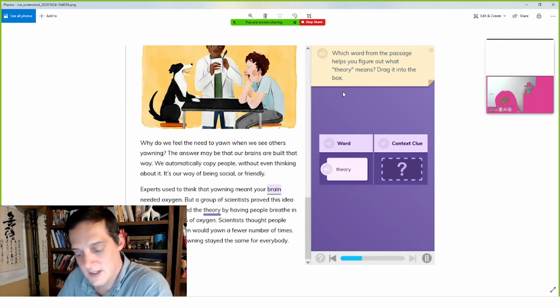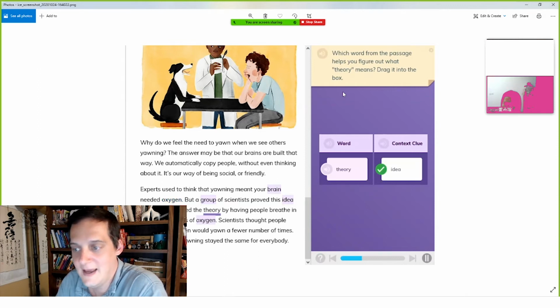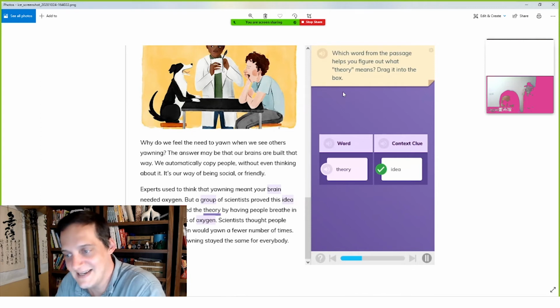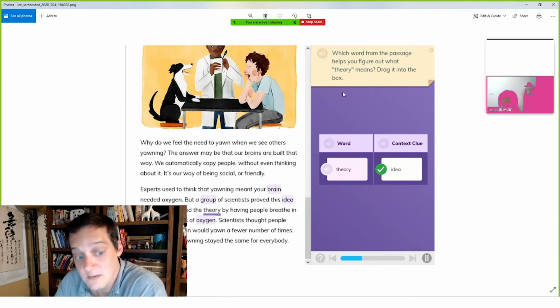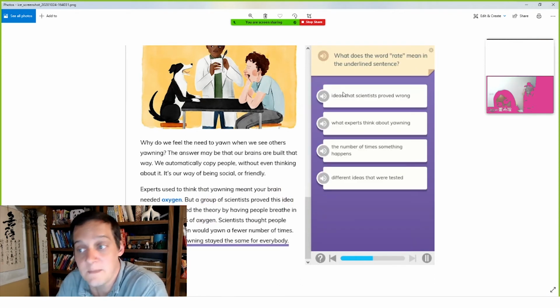Here's a couple choices. Idea? Yeah, it's an idea. Remember, a theory is just an idea. Unless you prove it wrong or right, then it's still just a theory. It's just what somebody thinks. Maybe. I think it's because blah, blah, blah.